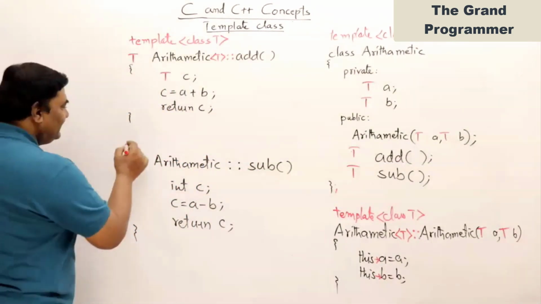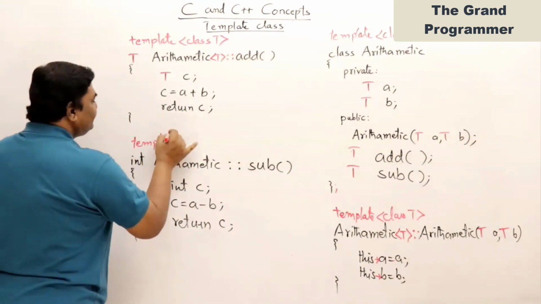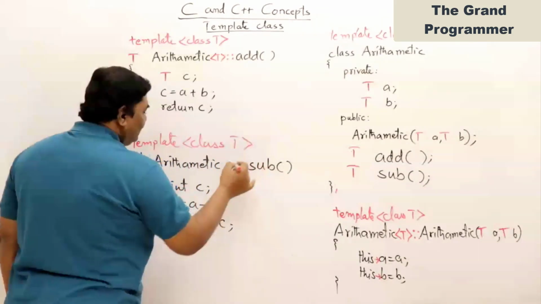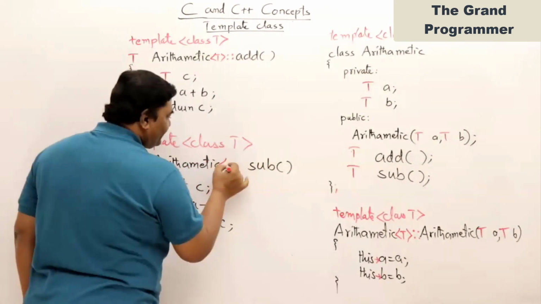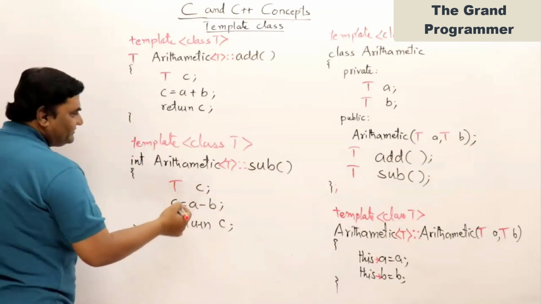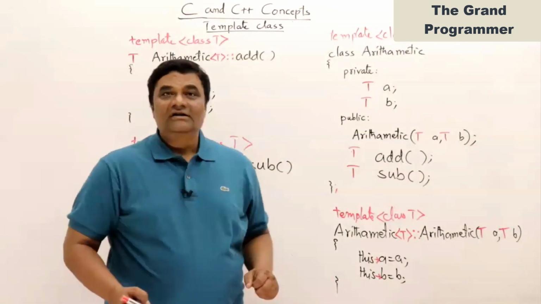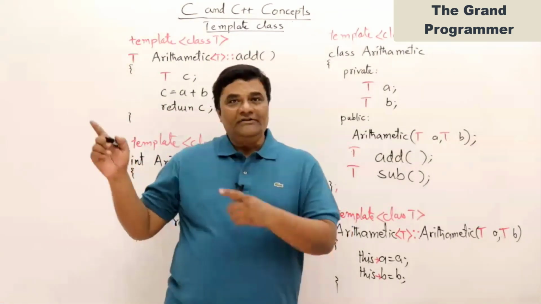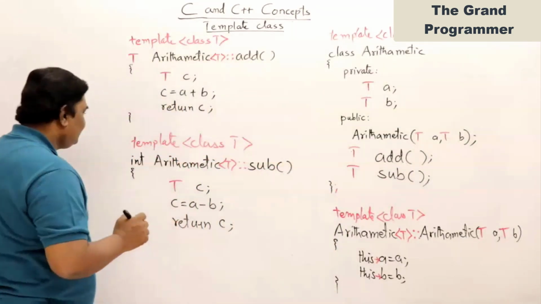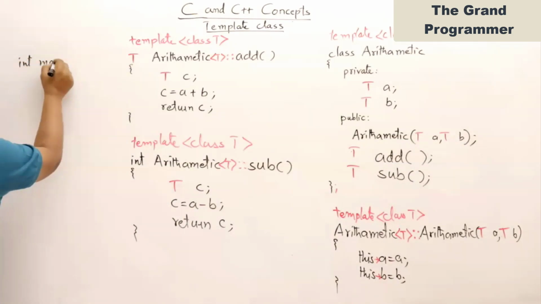Now this ends. Again, for this I should write down a template class, template class T. Then here for the class I should write T and scope resolution, and this also I should change. So that's all. This class has changed to a template class. Now I will write the main function and use this template class. So here, int main.